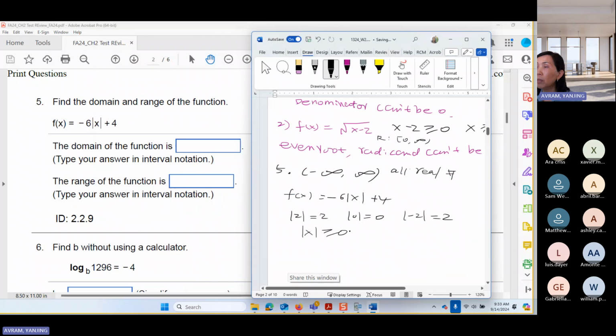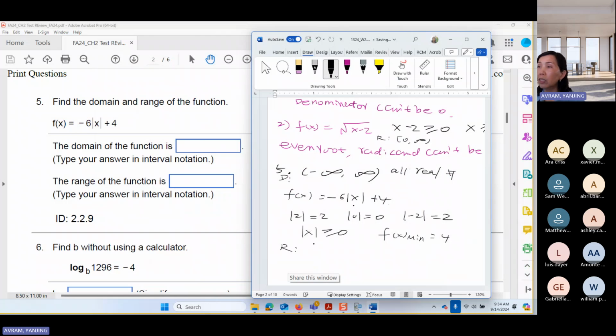All right, so my minimum value here is 0. My minimum absolute value of x is 0. So if I have 0 times negative 6, it is still 0, plus 4. So my minimum y here is 4. So that is the domain of the function. Domain here is all real numbers. Okay, what is my range?